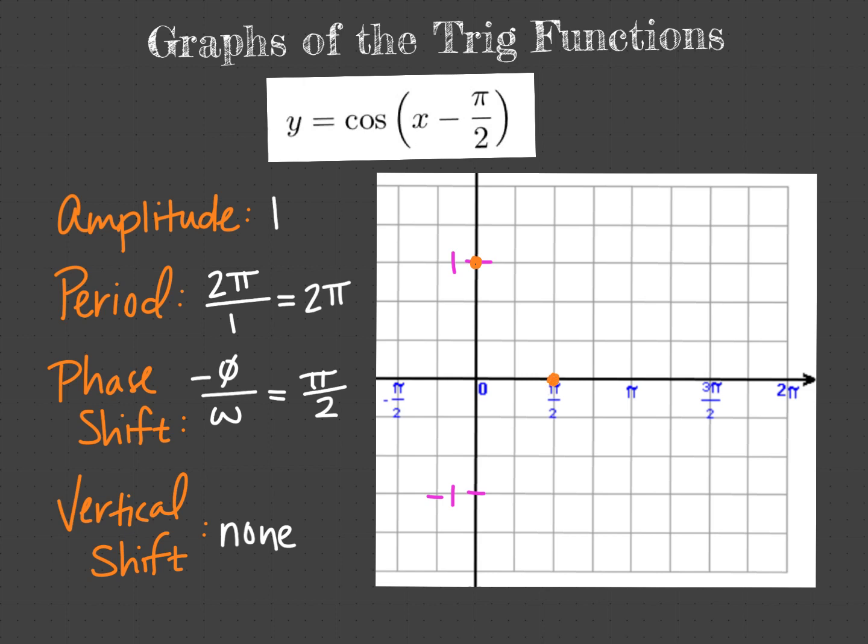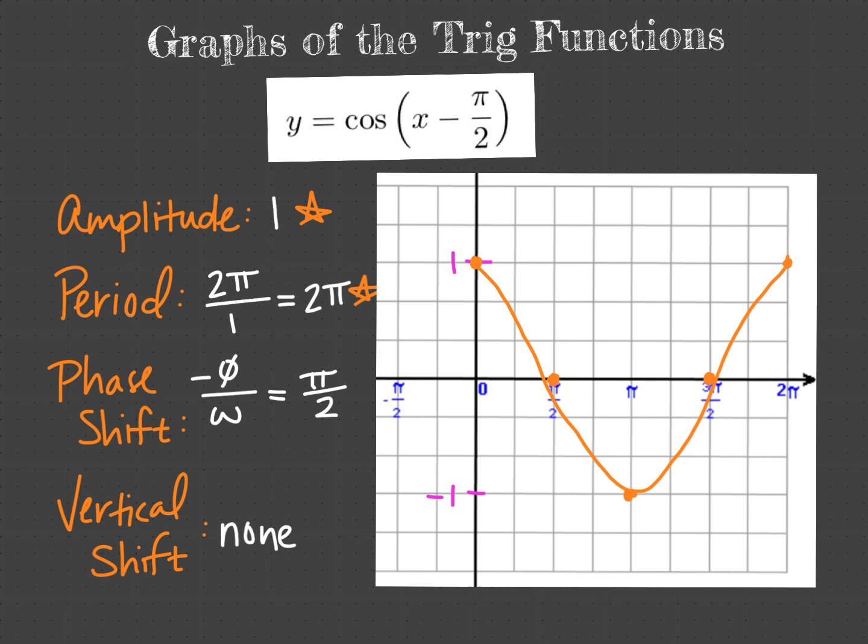Cosine at pi over 2 is 0. At pi, it's negative 1. At 3 pi over 2, it's 0. And at 2 pi, we've gone full circle. So this right here uses an amplitude of 1 and a period of 2 pi. That is the original cosine graph.